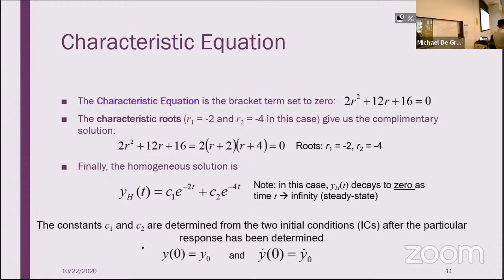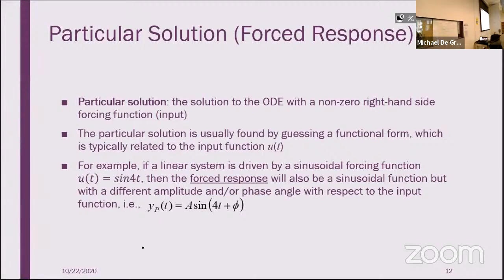But there's another part to our total solution. The other part that we need to talk about is the particular solution. Now, if the homogeneous solution is the unforced response of our system, the particular solution is what happens when we apply a forcing function. It's when our ODE is not equal to 0 on the right-hand side.